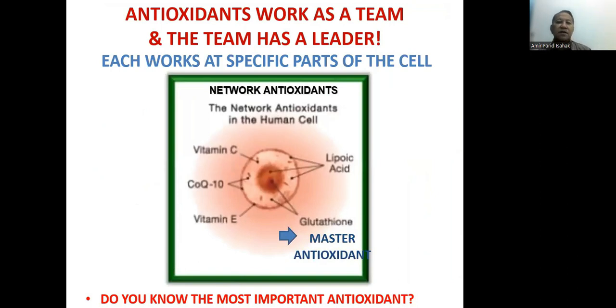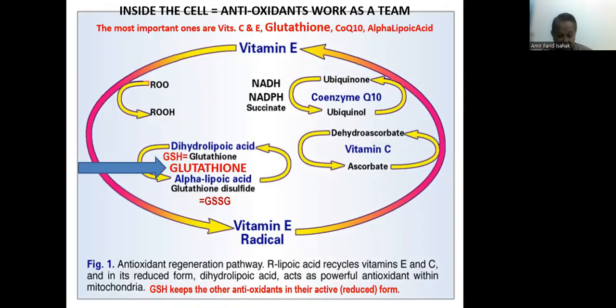As mentioned earlier on, the network antioxidants, the 5 compulsory ones in the cell, they work as a team, and their master is glutathione because it is the one that's capable of rescuing everyone, but it does not require any one of them to rescue it because the body has an enzyme system to recycle glutathione. Okay, this is how the scheme looks like, right? It's one rescuing the other.